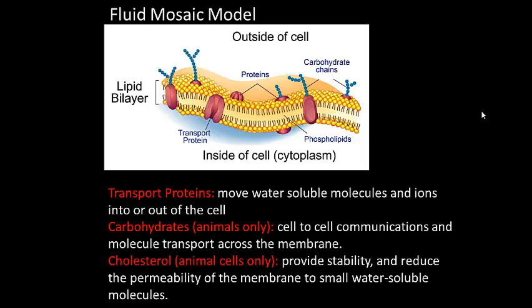Now, carbohydrates or sugar chains attach themselves to the outside of proteins in animal cells, and they're very important for cell-to-cell communications and molecule transport across membranes. They help to facilitate the transport of molecules. The other thing you'll find in animal cells that you won't find in plant cells is cholesterol, and that basically provides stability and reduces the permeability of the membrane to small water-soluble molecules. In other words, it just makes it more waterproof.